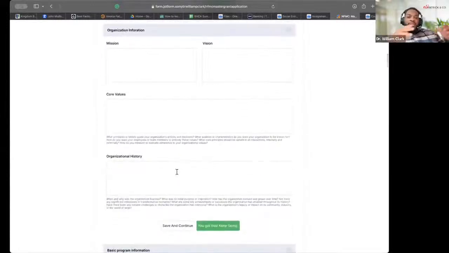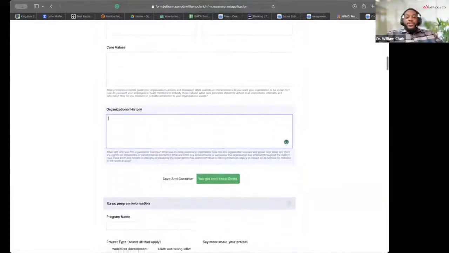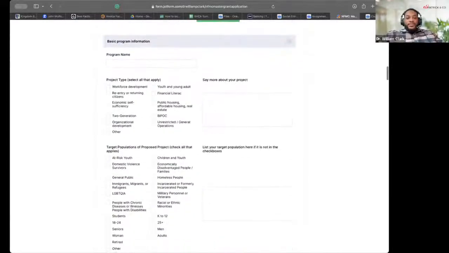Then there will be sections in the grant application that ask for other basic organizational information, such as your mission, your vision statement, your core values, your organizational history. When you're typing this in, I don't think I have any word count limitations here, so you can go as long and as deep as you want. But a word of caution: for a real application, there will likely be character or word counts that you're going to have to manage. Since I don't have it in this particular sample, don't worry about it, but be mindful of that when you're putting this information together.